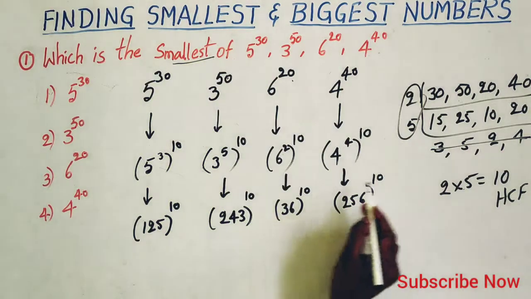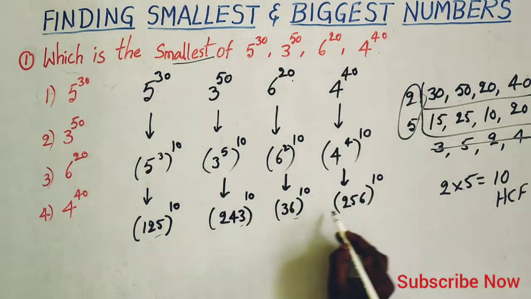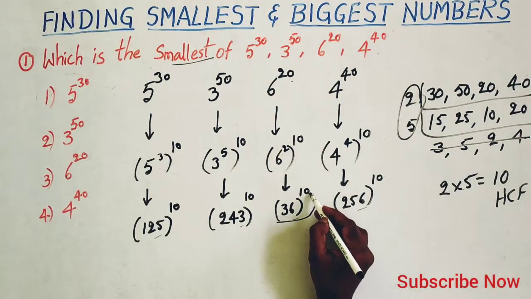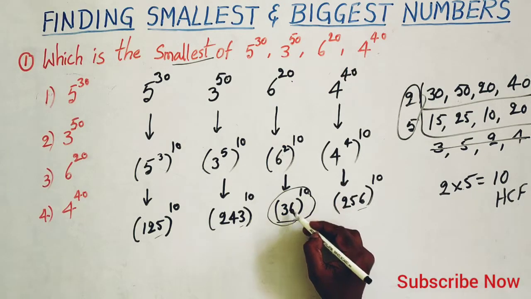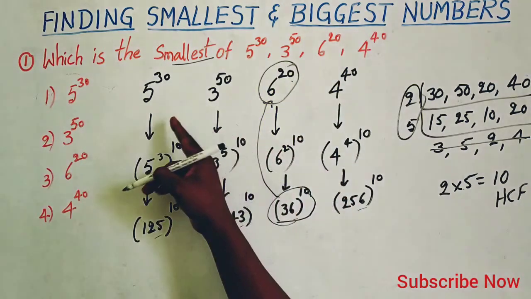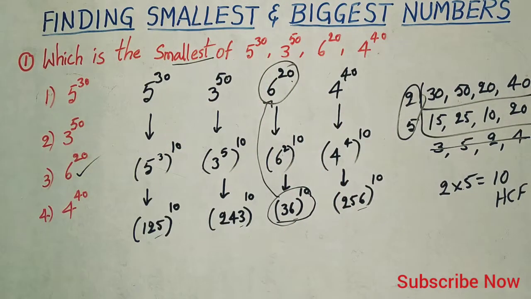All the powers are equal, so the number with the smallest base will be the smallest. In 125, 243, 36 and 256, 36 is the smallest base. Therefore 36 power 10 is the smallest one. This is nothing but 6 power 20. Therefore among the given numbers, 6 power 20 is the smallest number. Now let's see another one.